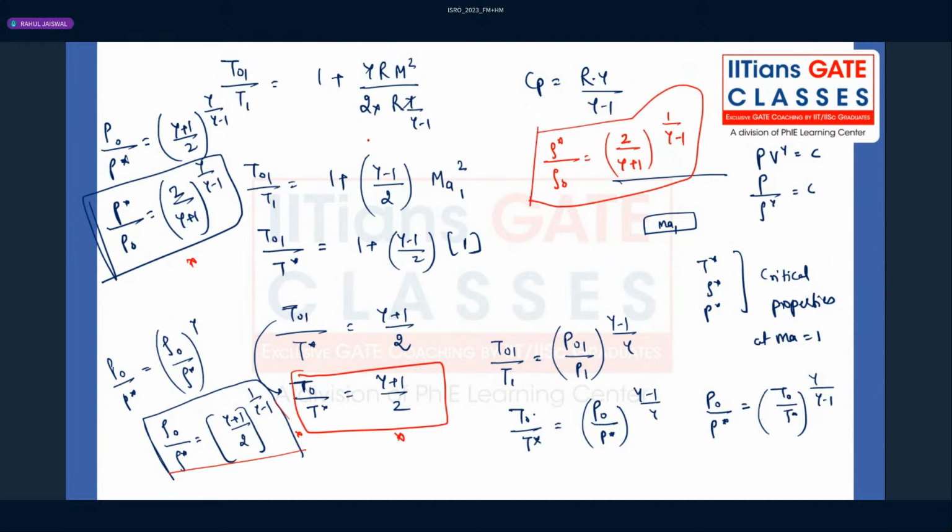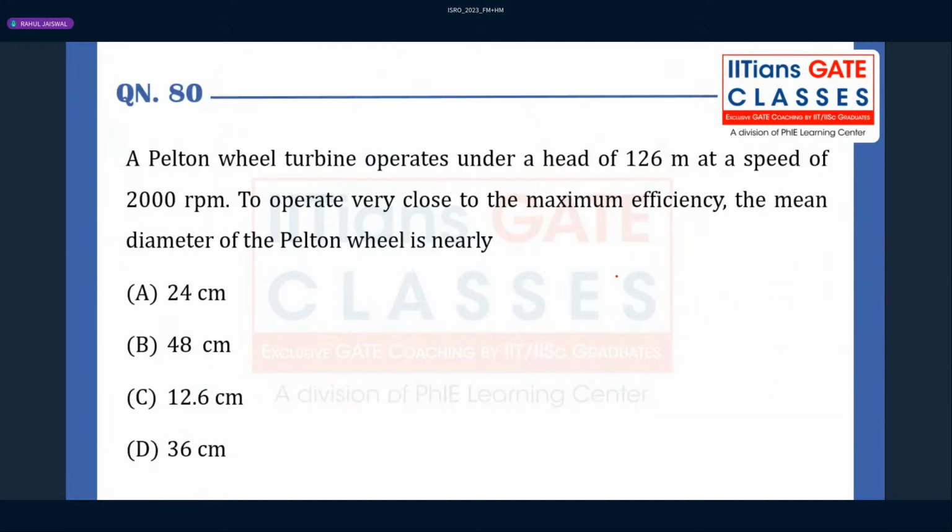Right. So very quickly, we will go through the last problem. This is a problem regarding the Pelton turbine. Read the statement for the next 1 minute. It's a very simple, straightforward question.